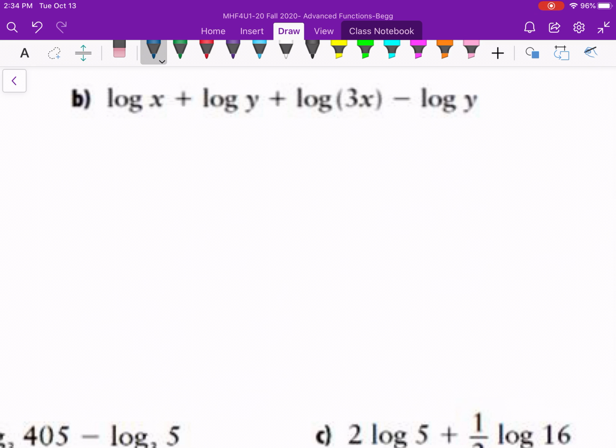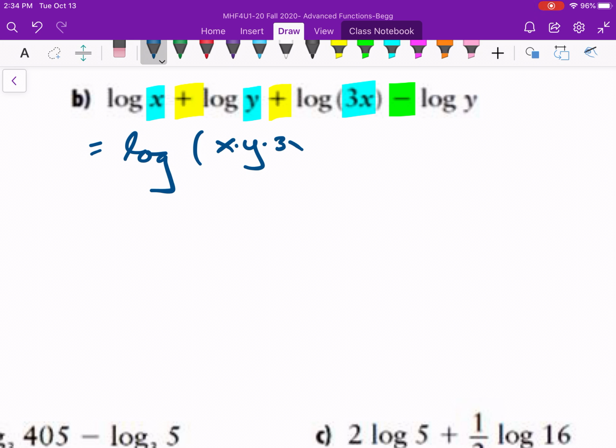In the next one, again, these are all common logs, right? They all have no base specified, so we assume that they have a base of 10. So we can combine them. We are going to add, and subtract. So let's do it all at once in this case. So it's log base 10, assumed to be the case. So we're going to multiply the x times the y times the 3x, because those are all added together, and we're going to divide that by the y here, because that one was subtract.